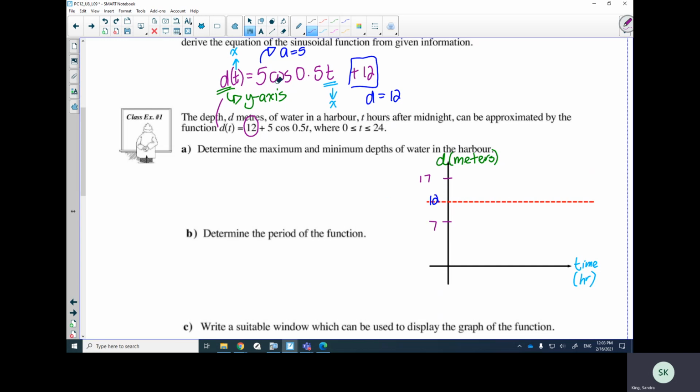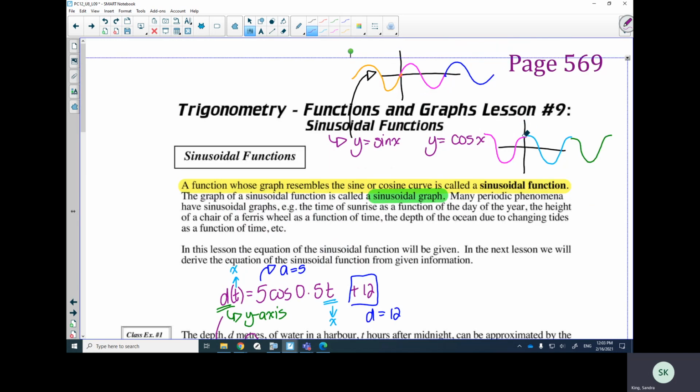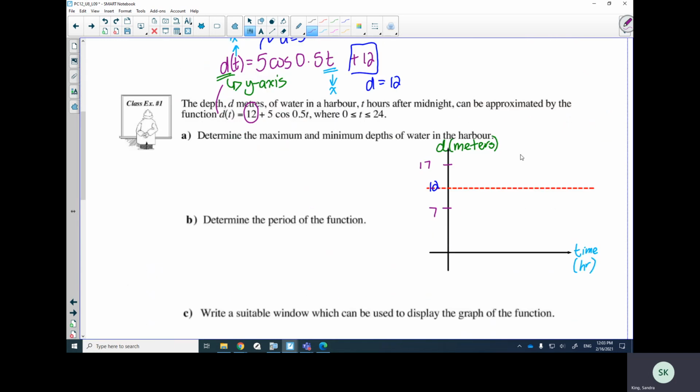Now, this is a cos graph. Does cos start on the midline, or does cos start at the peak? It starts at the peak, right? If I go back up here, cos always starts at the peak. So because it's a cos graph, it's going to look something like this. And because it's sinusoidal, I'm just going to draw more than one period. So I draw 2 periods.